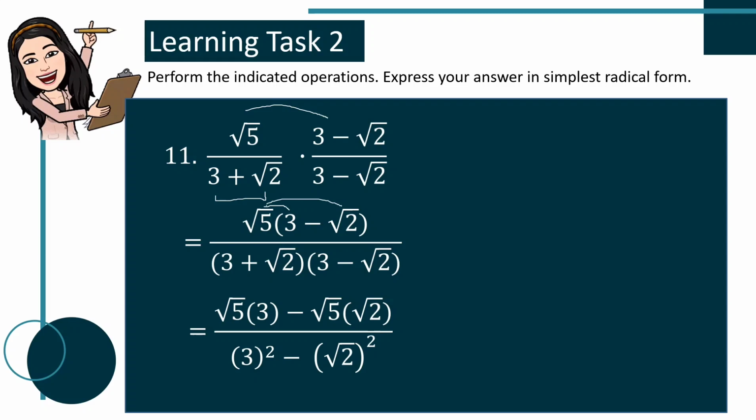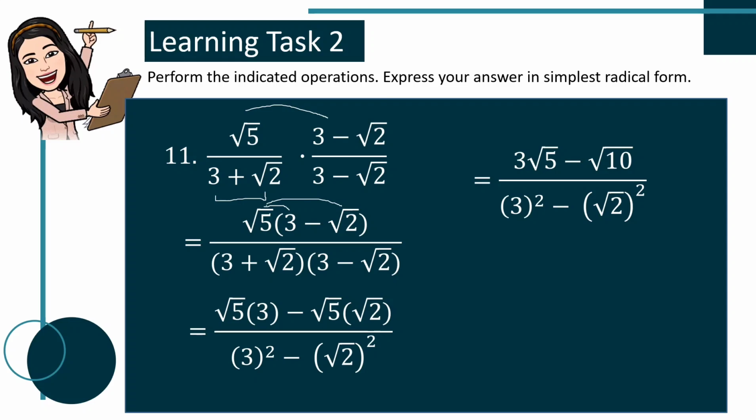Now, i-simplify na natin. What is the square root of 5 times 3? We have 3 square root of 5. Minus, square root of 5 times square root of 2? We have, yes, 5 times 2 is equal to 10. Now, yung denominator naman. So, 3 squared, kinopya ko lang muna dito, saka natin simplify. What is 3 squared? We have 9. Square root of 2 quantity squared, makakancel natin si 2 at saka si radical or yung index natin, natira na lang ay si 2. Now, simplify natin. 9 minus 2 is equal to 7.